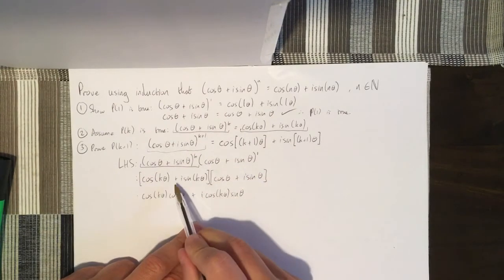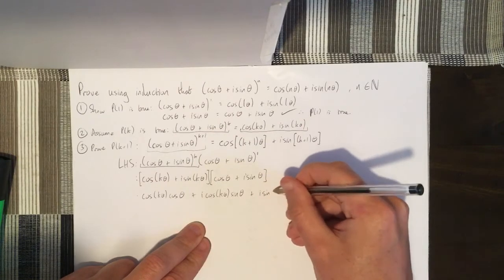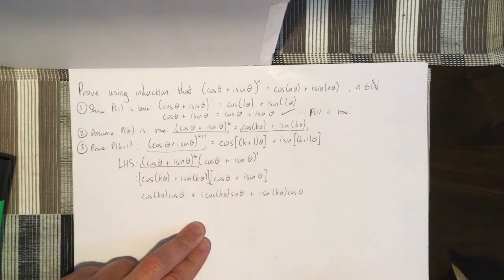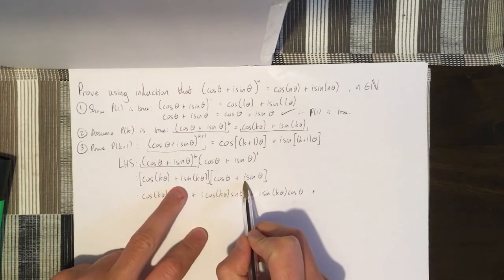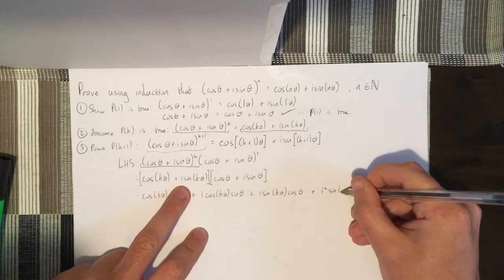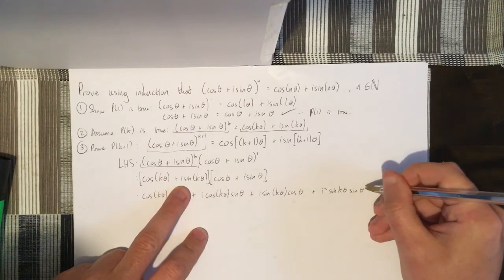sine theta, then plus i sine k theta cos theta, plus i sine k theta, there's i by i here, so that will be i squared, sine k theta sine theta.